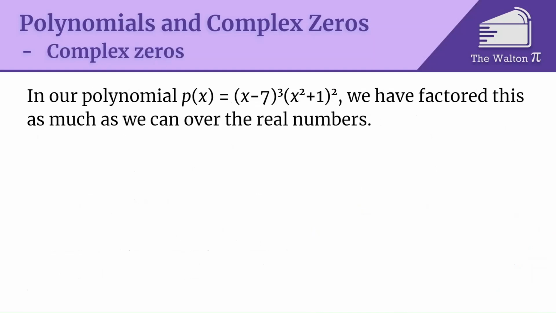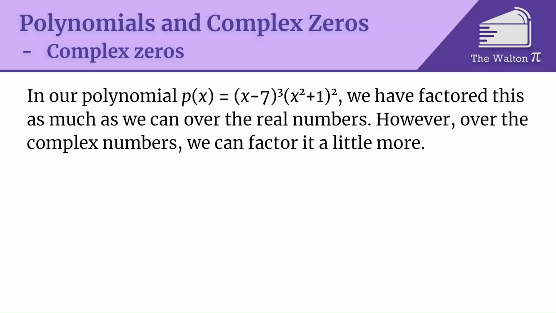Now, complex zeros. This is where a lot of students get messed up. And so this is a really important topic that is going to be pretty important later on. Okay, so in our polynomial p of x equals (x minus 7) cubed times (x squared plus 1) squared, we've factored this as much as possible over the real numbers. However, over the complex numbers, we can factor a little more.